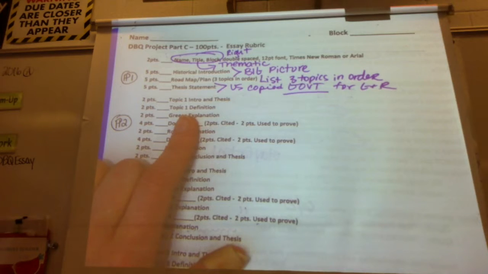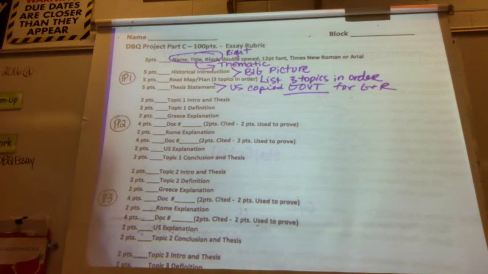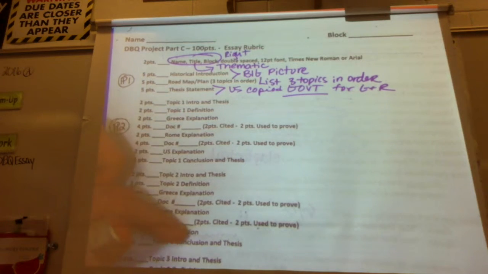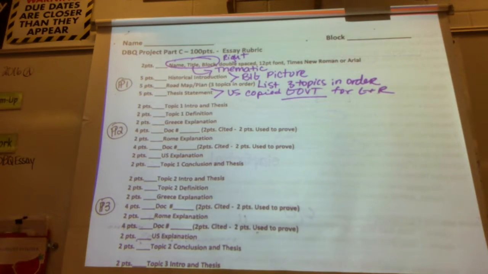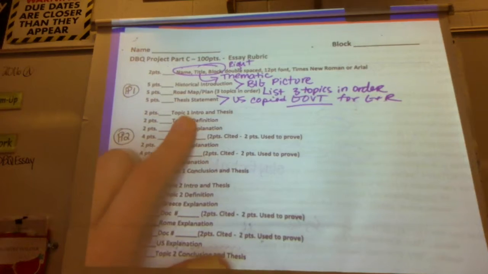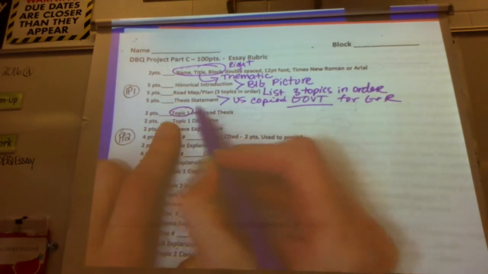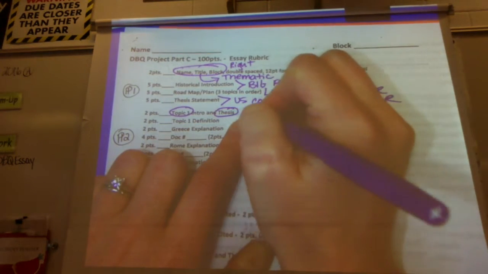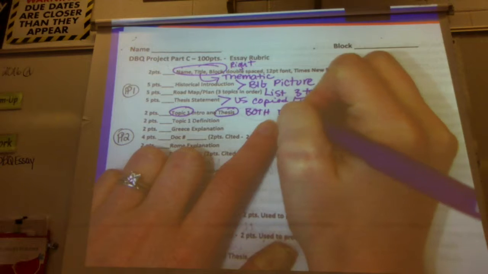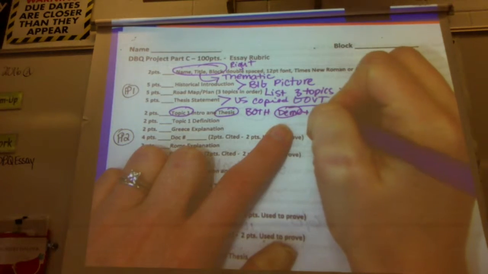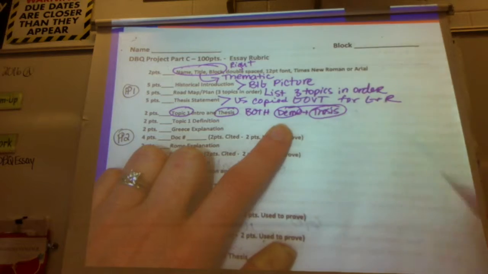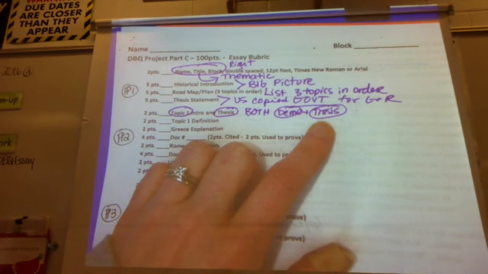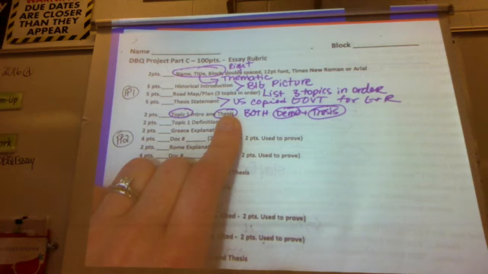All right. Now for each of the body paragraphs, I'm just going to explain one, and then you're going to do it twice over. So for your introduction, you need to have both your topic and your thesis mentioned in the first sentence. If you're choosing types of democracy, you need both your topic, which would be democracy, and the thesis, which is that the United States government copied from Greece and Rome, in that one first sentence.